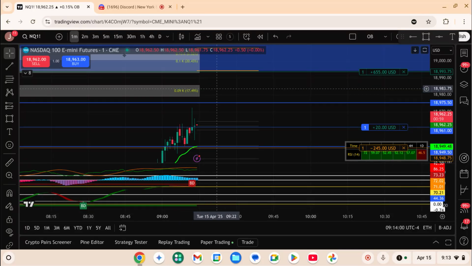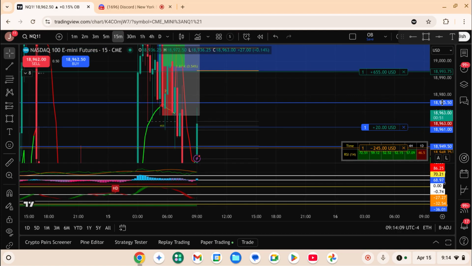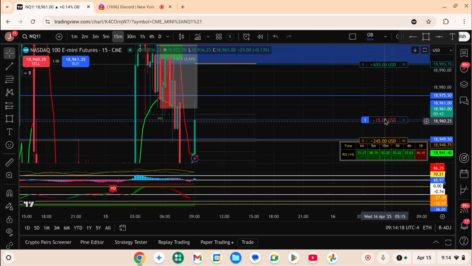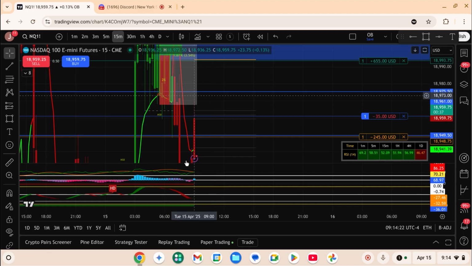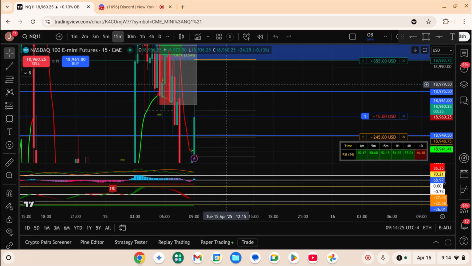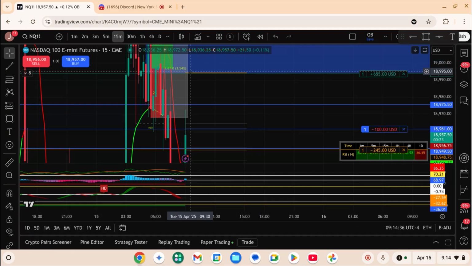Let me see what the 15 looks like. Yeah, that looks good. Yeah, it'll probably shoot up here and take this liquidity at market open.